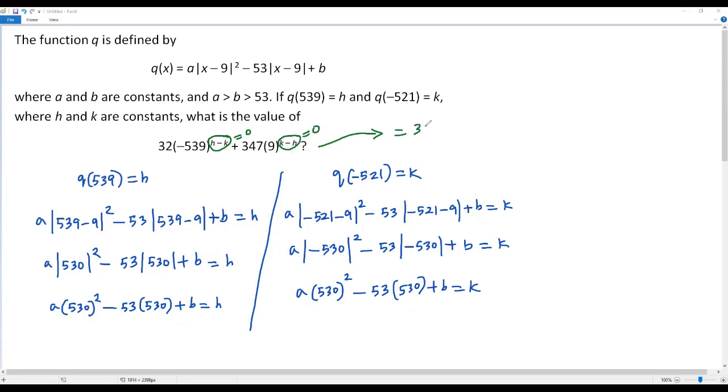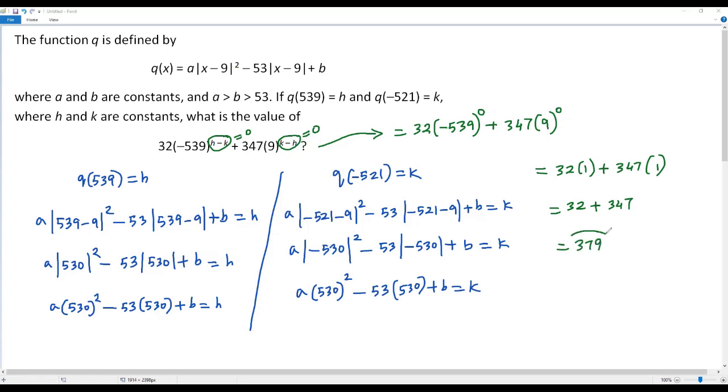Then we have 32 times negative 539 raised to the power of 0, plus 347 times 9 raised to the power of 0. We know that anything raised to the power of 0 equals 1. So we get 32 times 1 plus 347 times 1. 32 times 1 is 32 and 347 times 1 is 347. When I add these two values, I am getting 379. Here I got the value of the given expression, that is 379.